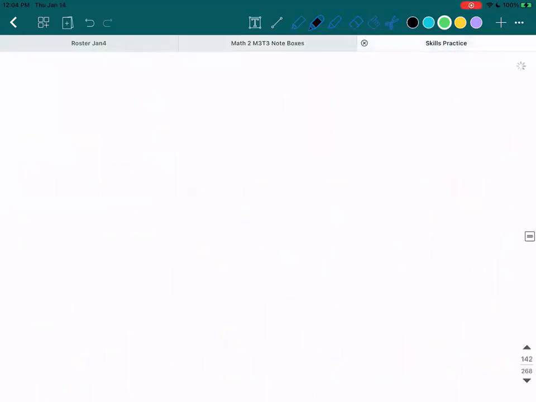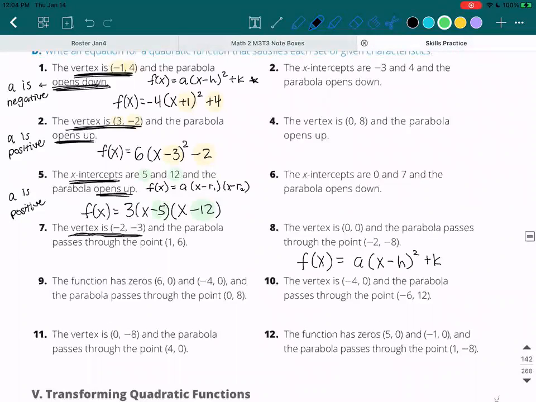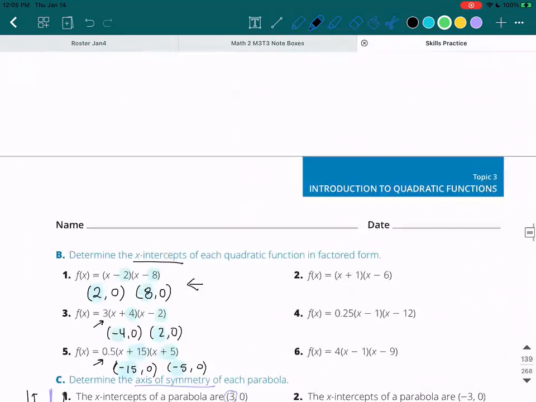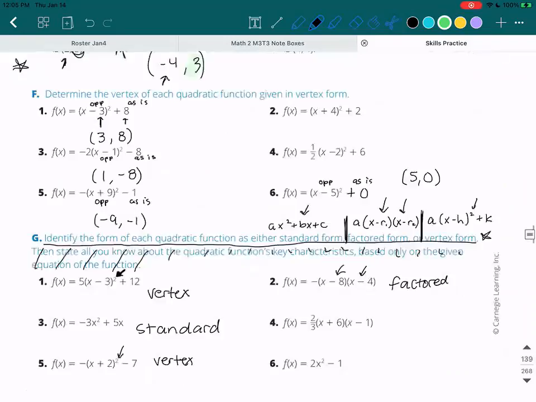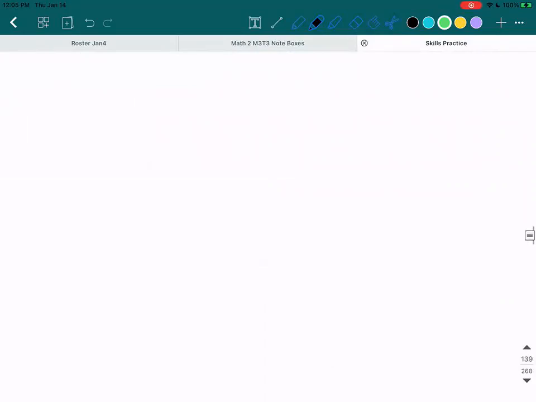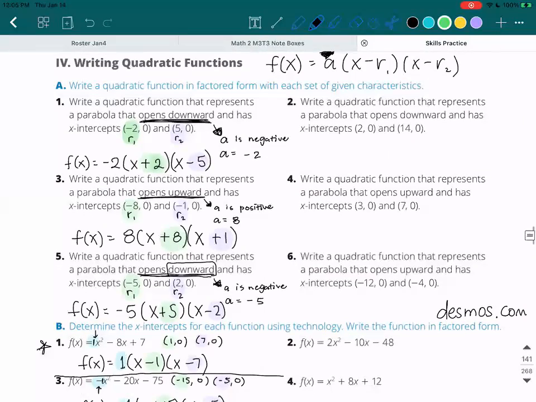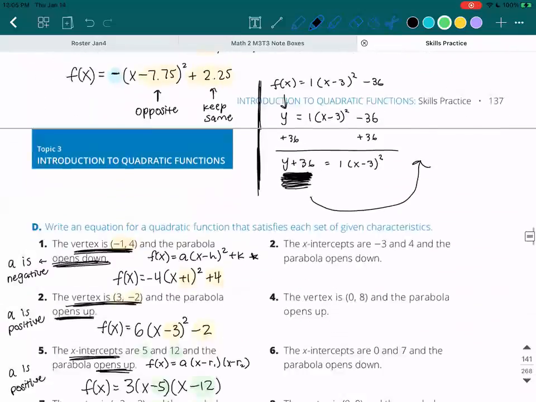So let me go back to skills practice. Okay, so let's plug in our vertex into our vertex form equation. I'm going to write it, actually, oh no, where did it go? Oh great, let me just pause the video until it loads. Oh, just kidding, it loaded. Wait, that's not our page.